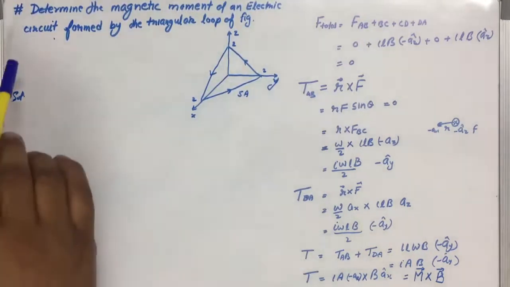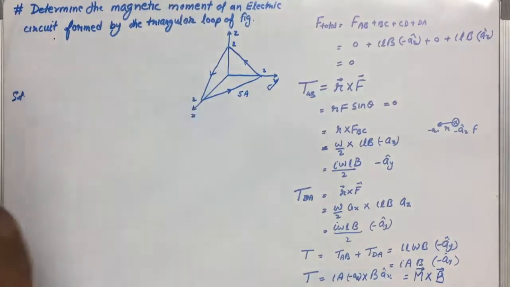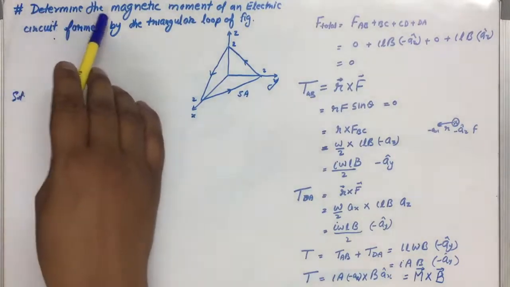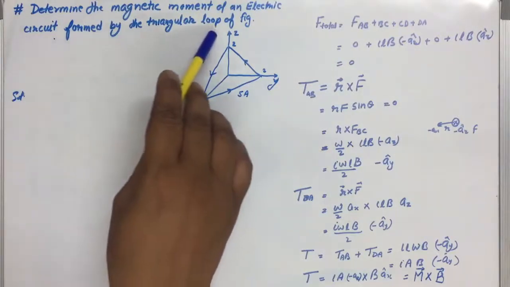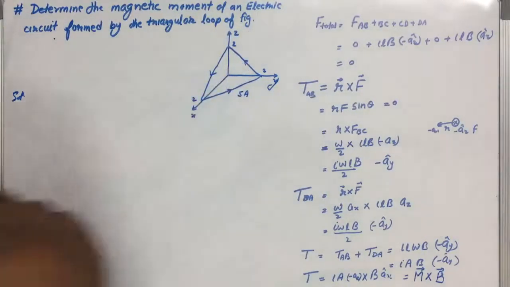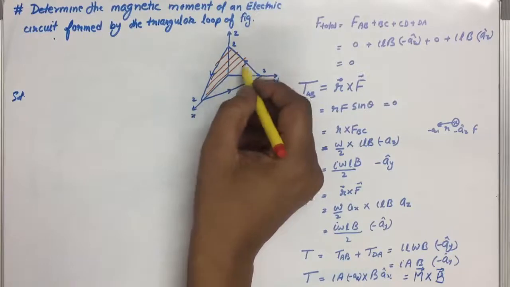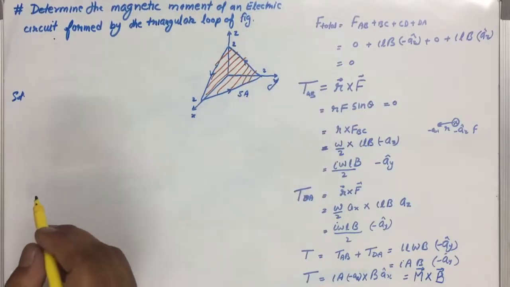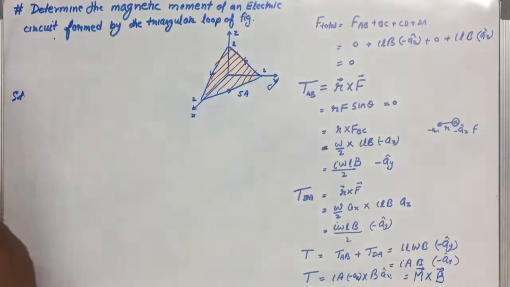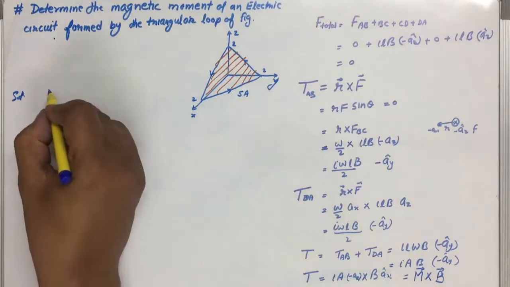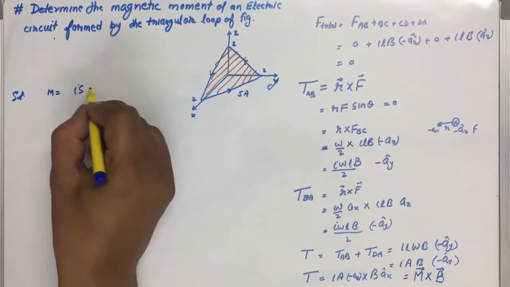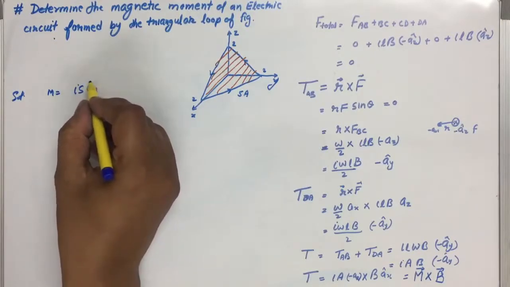Now let us solve one example to find the magnetic dipole moment. The problem is: determine the magnetic moment of an electric circuit formed by the triangular loop shown in the figure. So this is the loop. Now we have to find the magnetic moment for that. And from here, M is the current times the surface area in the normal direction. So we can say M is current, surface area and AN.